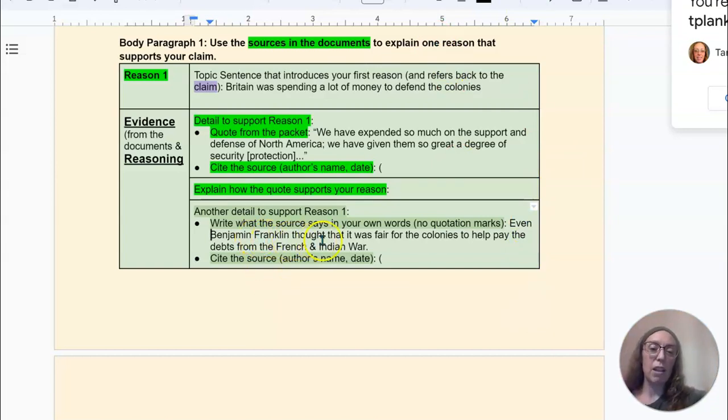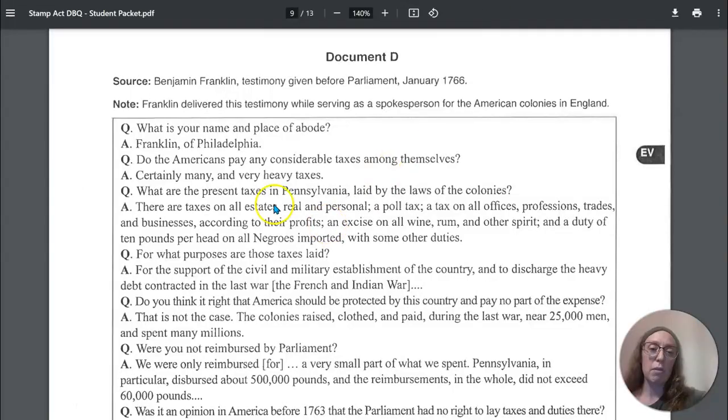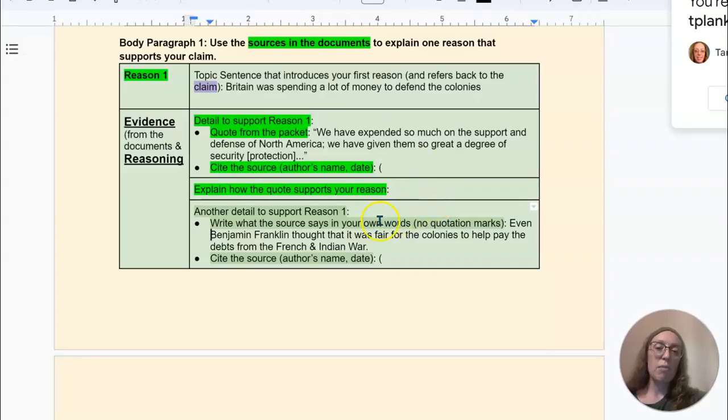Even Benjamin Franklin thought... Now, I got the Benjamin Franklin thing because it says from the Benjamin Franklin source, and he is the one who is speaking the answers, remember. So, even Benjamin Franklin thought that it was fair for the colonies to help pay the debts from the French and Indian War. That's my putting it in my own words, but the same idea that Benjamin Franklin had. I have my two sources chosen, so what's the next thing I need to do?